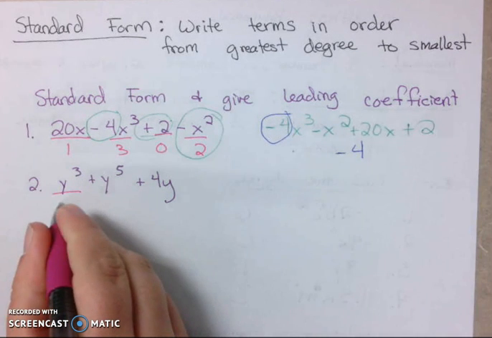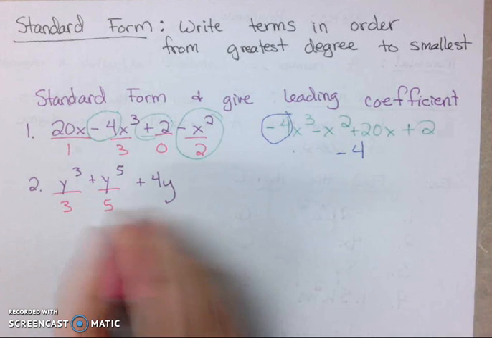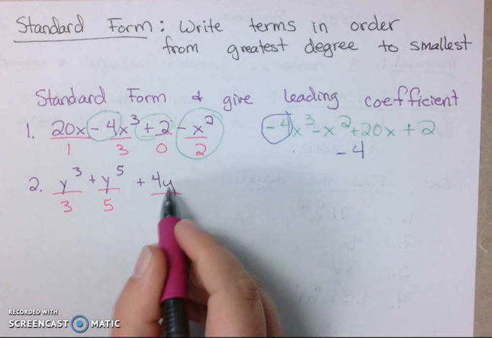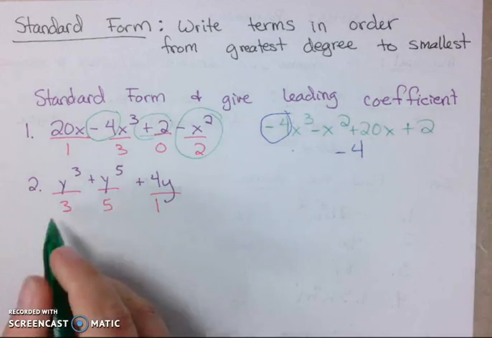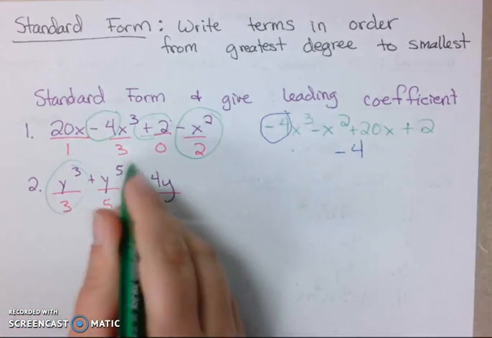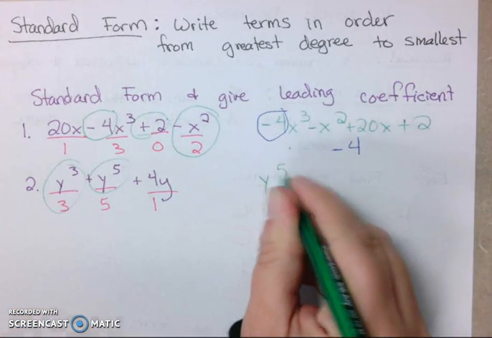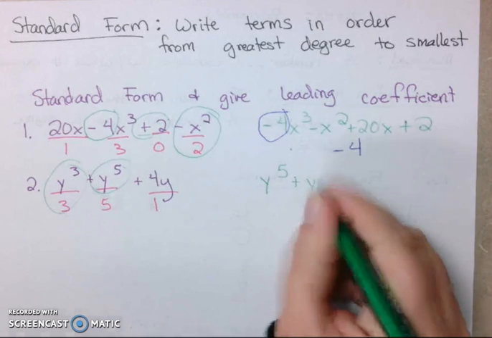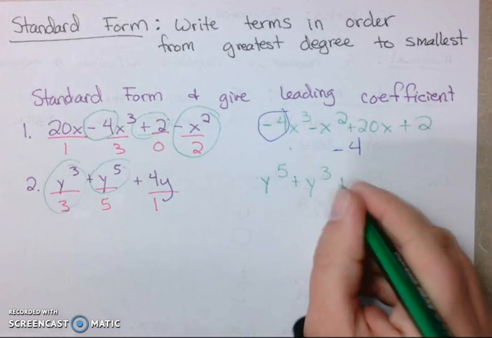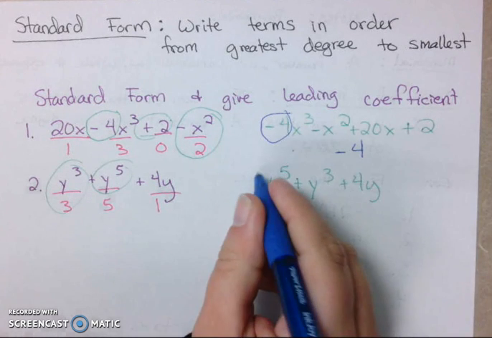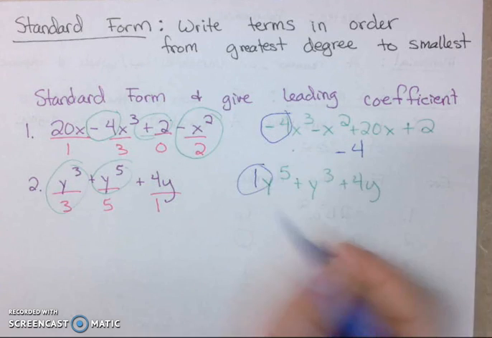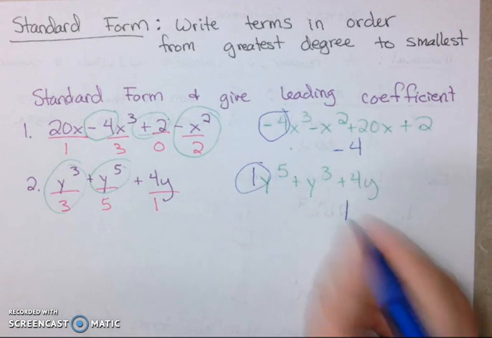All right, so degree of 3, degree of 5. Remember the numbers don't have degrees, just one y, so degree of 1. So the highest degree is y to the 5th. And then y to the third, and this is the smallest, so plus 4y. Now this one, what's the leading coefficient? There's not a number in front. Remember, there's always really a 1 there, we just don't ever write it. So our leading coefficient on this one is the number 1.